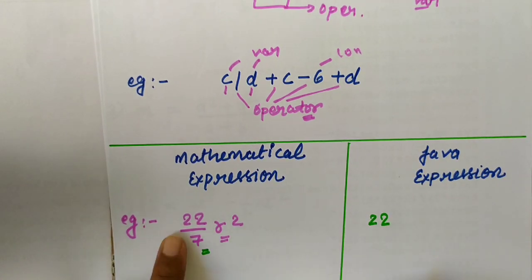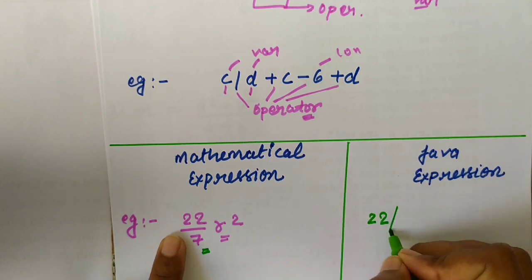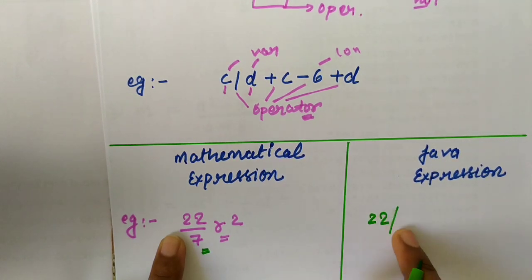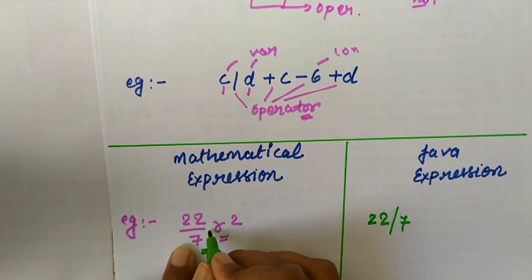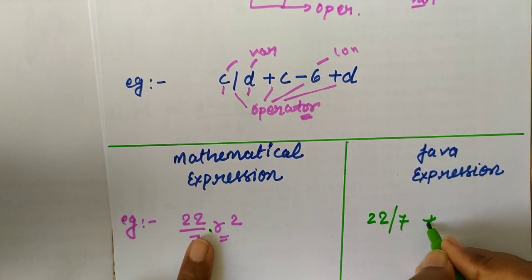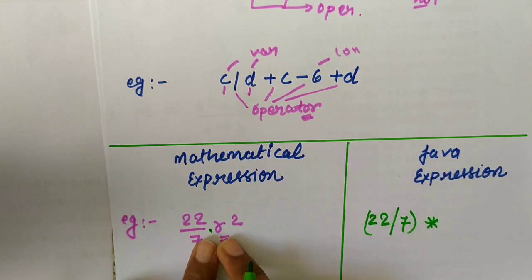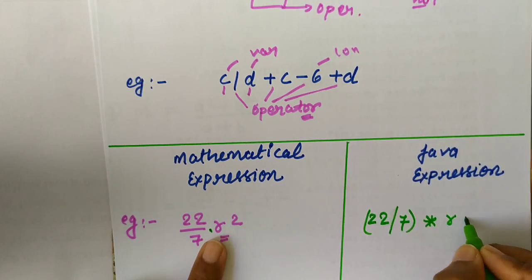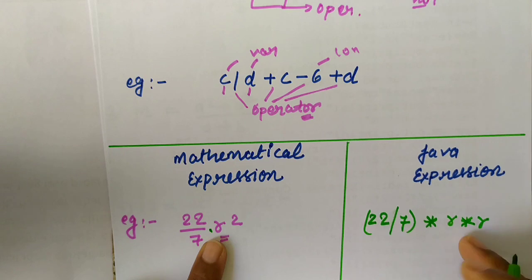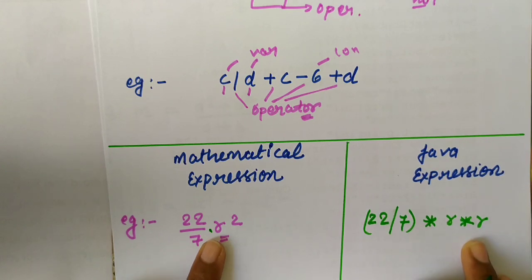22, then the divide sign. In Java we use a slash for division. Then 7, and after this there is a multiplication sign, so we have to put the multiplication sign. And r square means r written two times, so r into r. This is the Java expression.